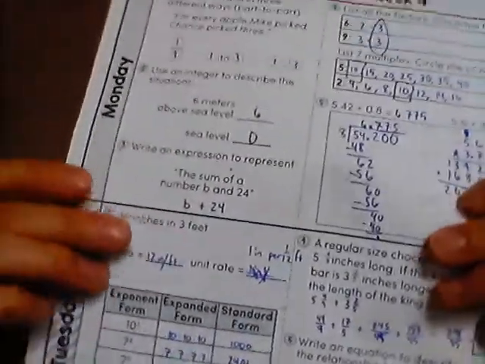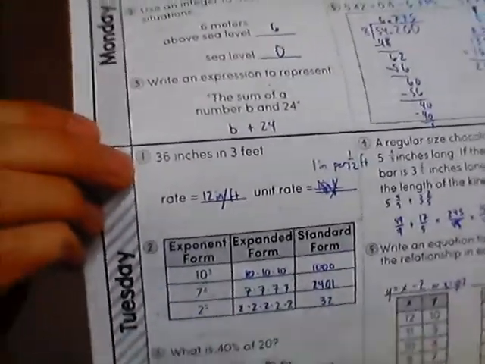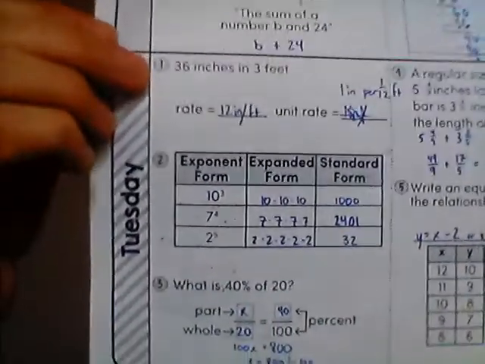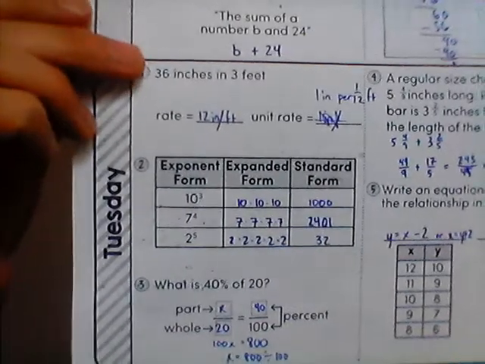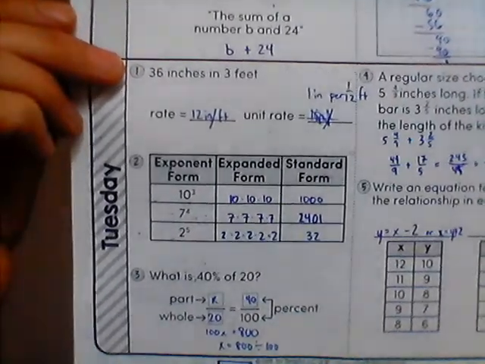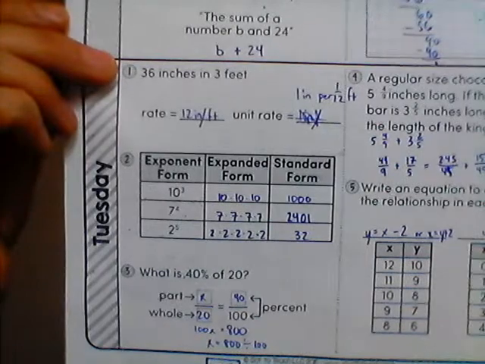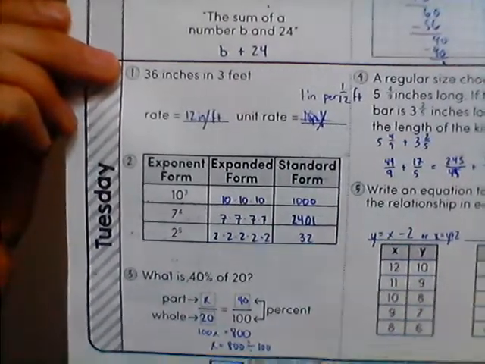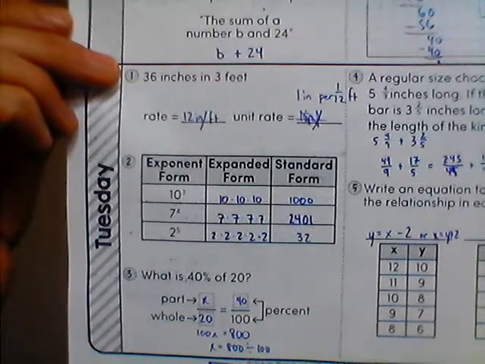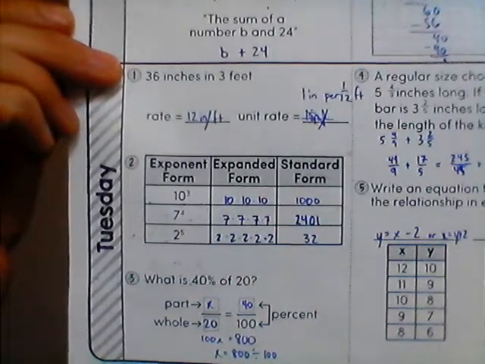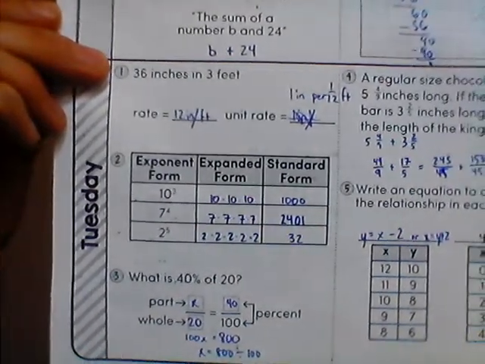Okay, remember this should all be review, so everyone here in 6th grade is very capable of doing this on your own or with just a little bit of guidance from an older brother or sister, mom or dad, whoever's there to help you. But number 1 right up here where my finger's pointing, 36 inches in 3 feet, we'll write it as a rate as 12 inches per foot. We kind of know that already using our knowledge about measurements. And then unit rate there is 1 inch per 1/12 foot. Remember, unit rate is how much in 1.